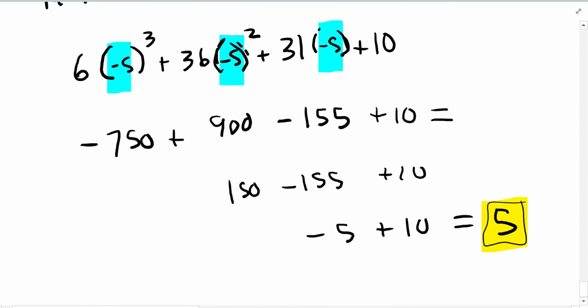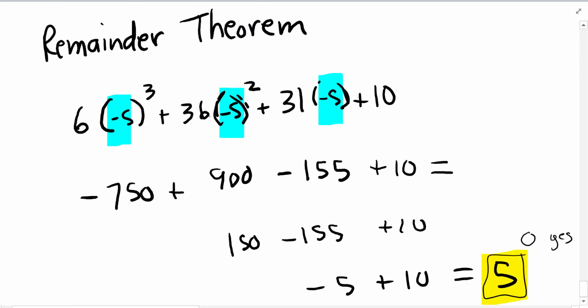So if you had to do a bunch of synthetic division problems and you wanted to know if they were a factor, if that would have equaled 0, then the answer would be yes, it's a factor. And if you plug that into a calculator, it makes it a pretty fast process. All right, that's it for the factor and remainder theorem.